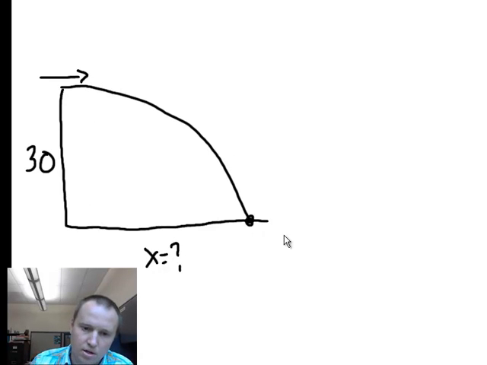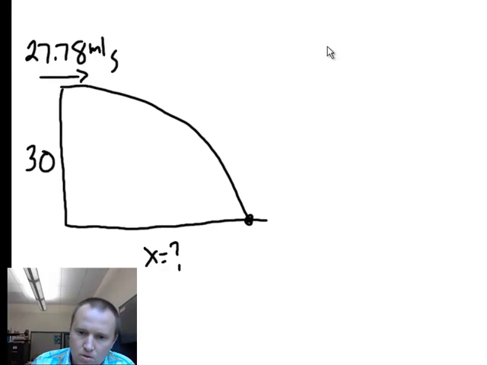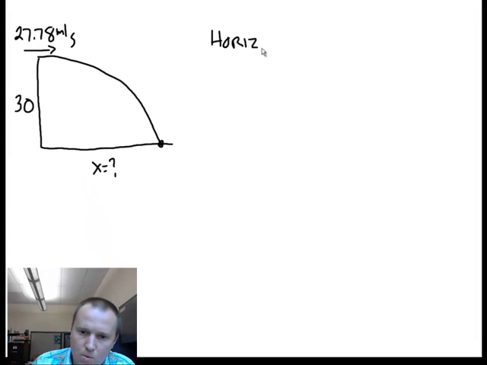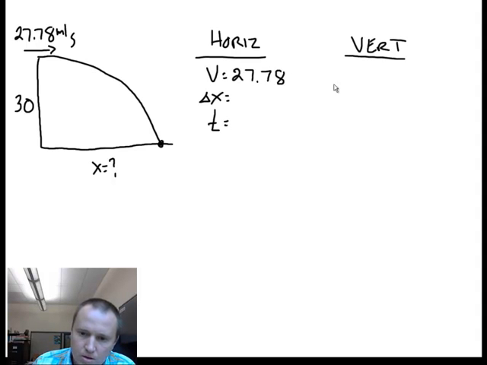and then the stunt driver lands, and they give us the information that she's going 27.78 meters per second. So what I do is I look at what it's doing in the horizontal direction and what it's doing in the vertical direction. Horizontally, as we saw the other day, it's going constant speed. So its velocity horizontally is 27.78. Well, vertically, I've got a whole different story. Vertically, I am accelerating due to gravity. So I need to look at some information.